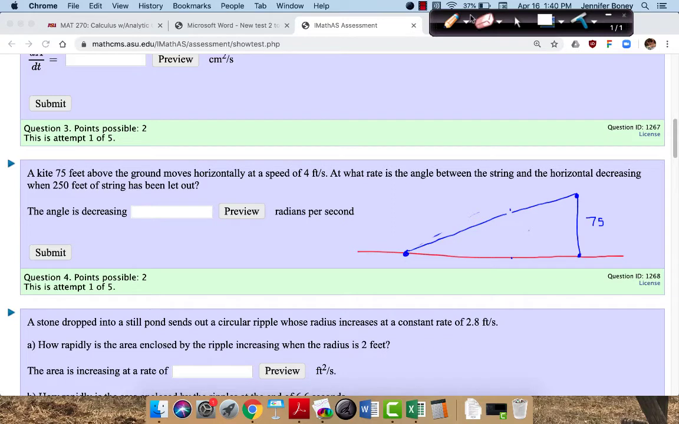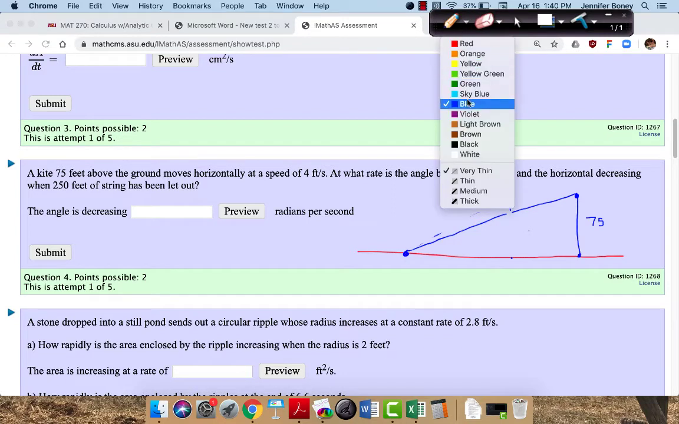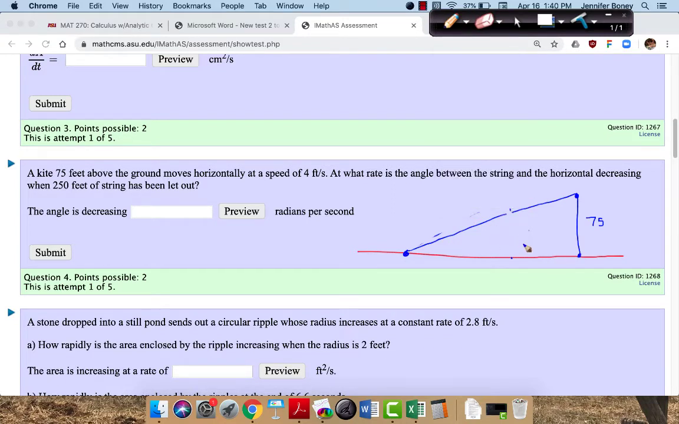But I have an angle relative to the ground that's changing. Let me call it theta, so I can call it something. This is not changing. This is fixed. And the length of the string is changing. The point that we're interested in is when it's 250 feet, but we'll use that 250 later.